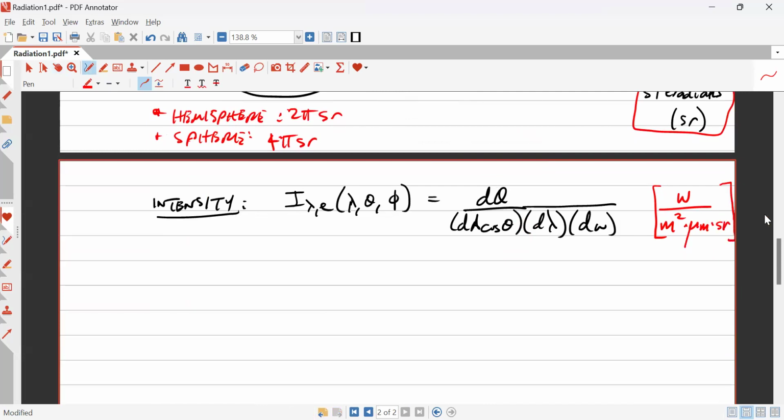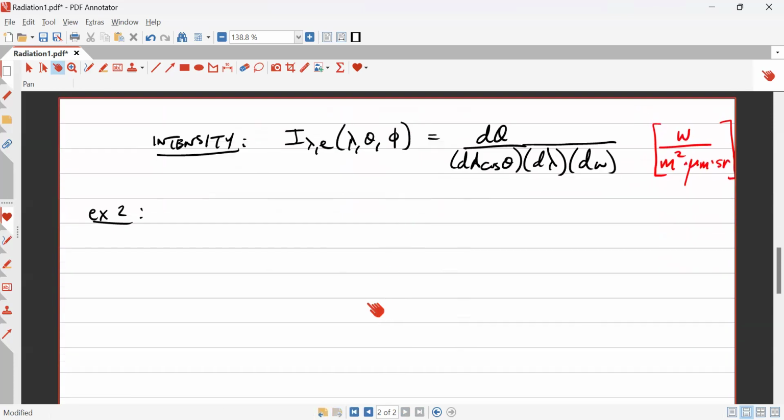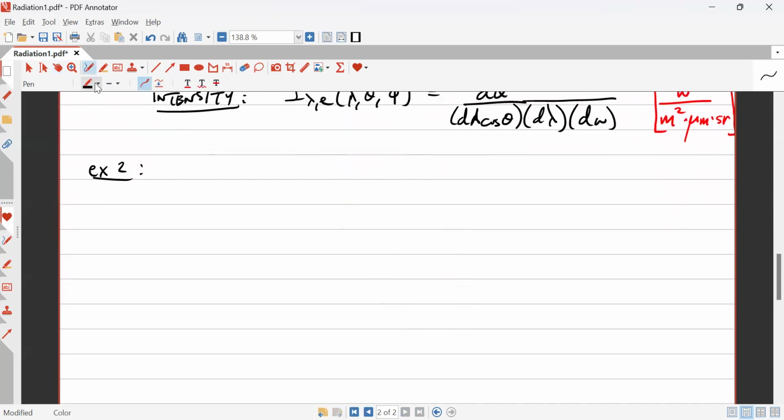And then the solid angle is steradians. So let's do a couple of examples here. So let's say this is now example 2. If example 1 is finding the omega associated with the hemisphere, example 2 is for this scenario here. And in both of these examples, we're going to talk about a quote unquote diffuse emitter.